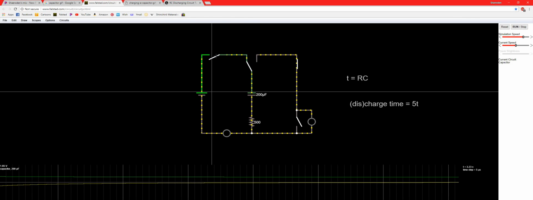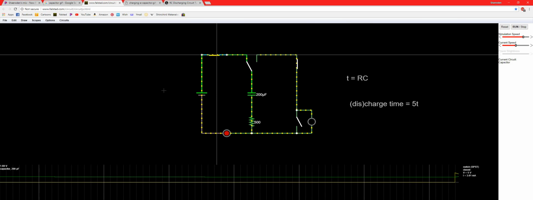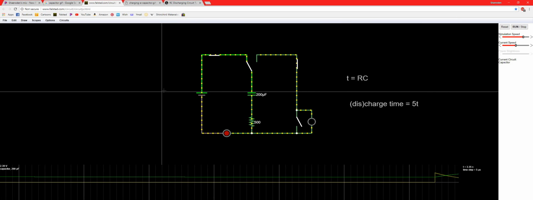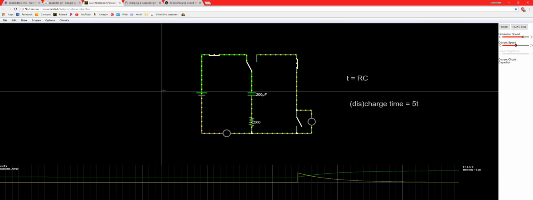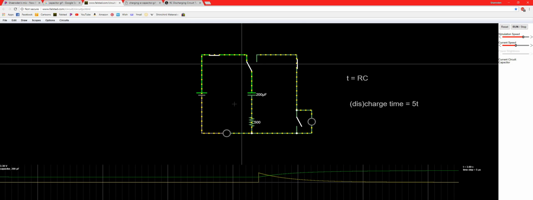So I'm going to flip this over and start the charging cycle. We see that the LED turns on. However, even though we are charging the capacitor, the LED doesn't stay on forever. But it has a continuous 5 volts into it.